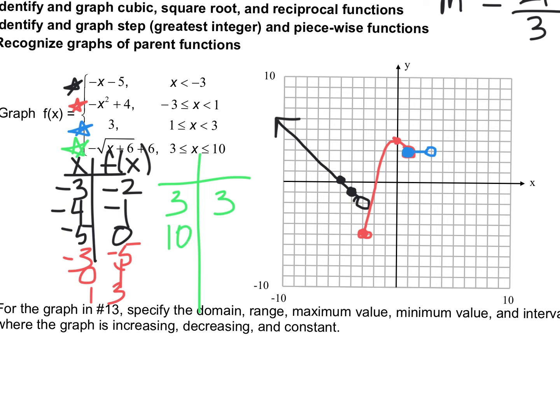If I pick an x value of 10, plug in the 10, I get 10 plus 6 is 16, square root of 16 is 4, I have a negative 4. So negative 4 plus 6 gives us a positive 2. Now I'm going to graph that point. 3, 3, so 3, 3.